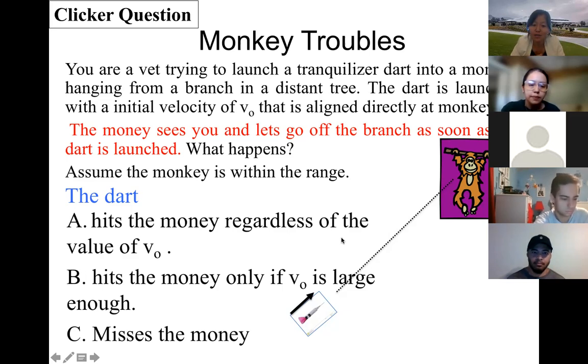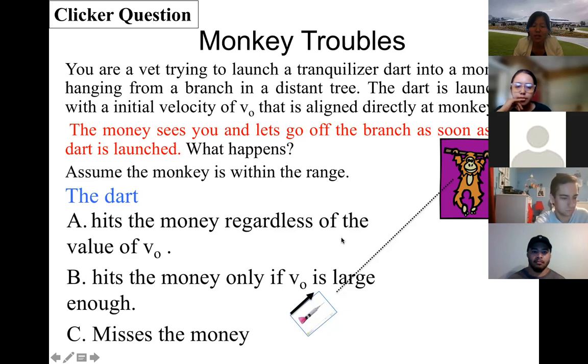Okay, so would you say, before the monkey let go, this situation is you're trying to hit the monkey and you're aiming your dart directly at it. And if the monkey didn't let go, do you think the dart would have hit the monkey? Let's not think about the gun, where it already had that fall built in. Here, you're just treating this dart as a dart, like you're playing darts.